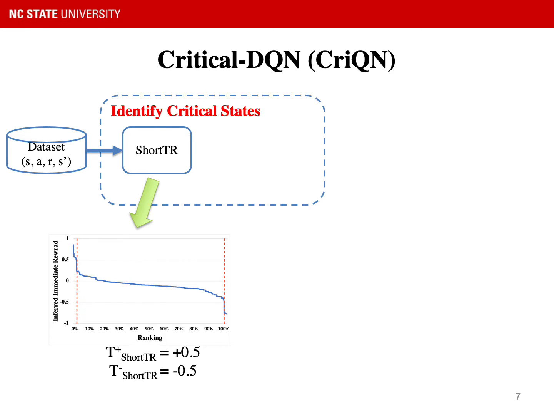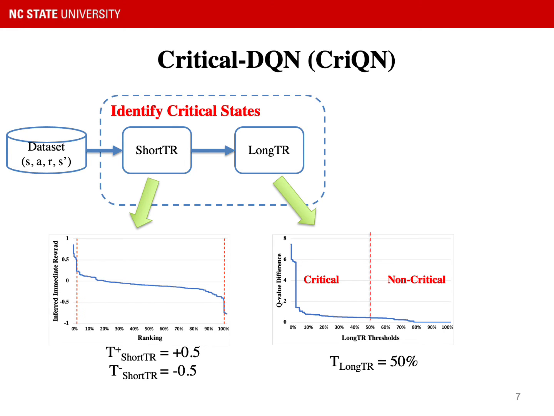First, we apply the short-term reward to identify critical states. The left chart shows the distribution of inferred immediate rewards in the training dataset. Based on the elbows, we have two thresholds, positive 0.5 and negative 0.5. To identify critical states, the logic is that for any given state, if any action can result in a large positive or a big negative immediate reward, then it is critical.